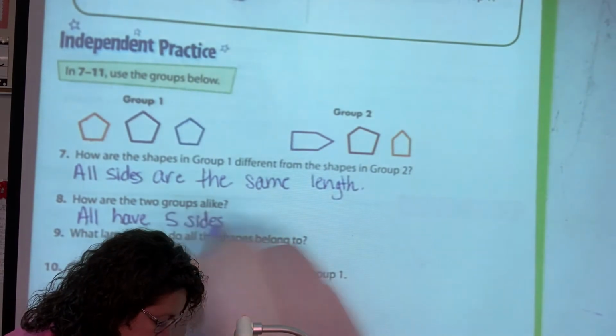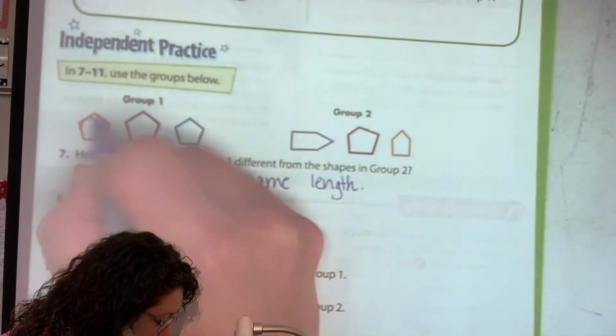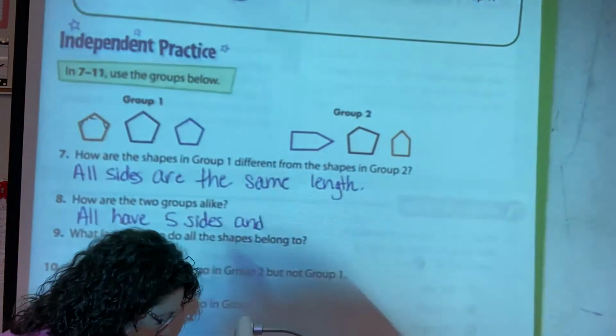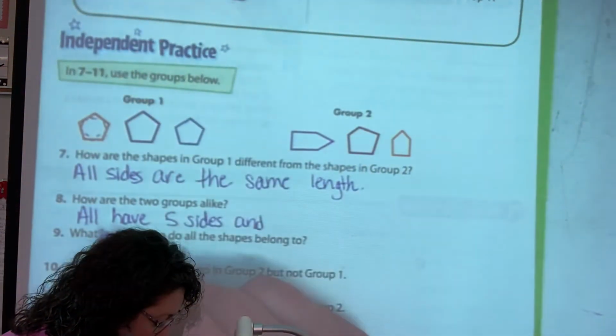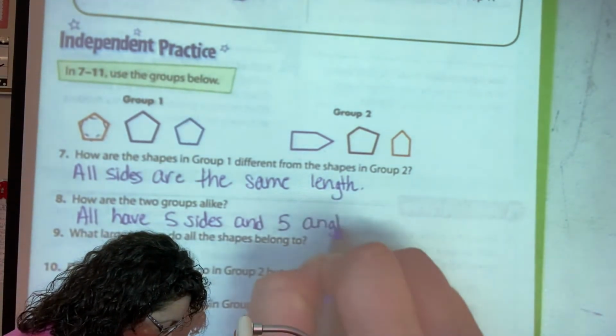And what else? If they have 5 sides, then they're called angles, right? And they each have 5 angles. All have 5 sides and 5 angles.